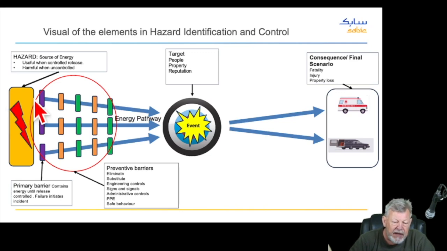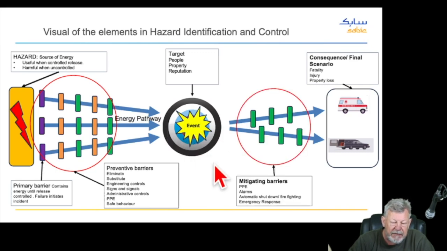But we can only put effective barriers in place once we know where and how that energy can possibly flow to the target. If I miss one of these pathways, if I miss one of these arrows that is getting shot towards the target, then there's a very high chance of that hitting the target, and then I have an event. We call this preventative controls. It prevents this event from occurring.